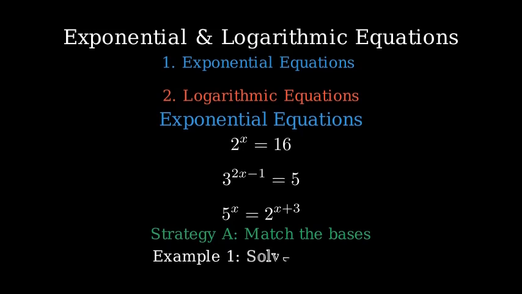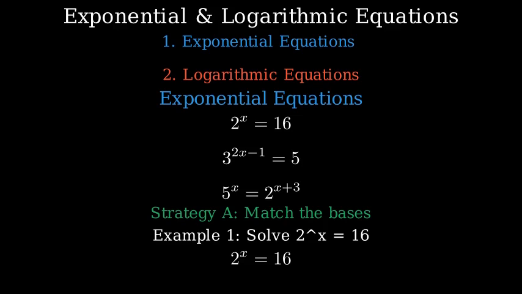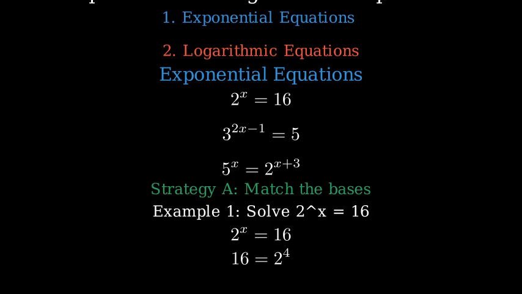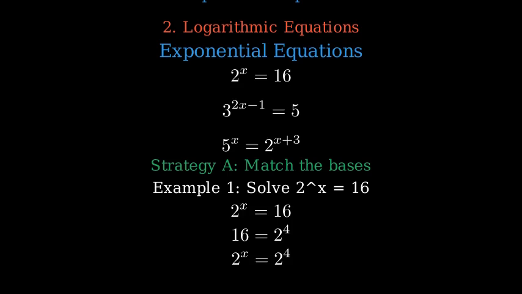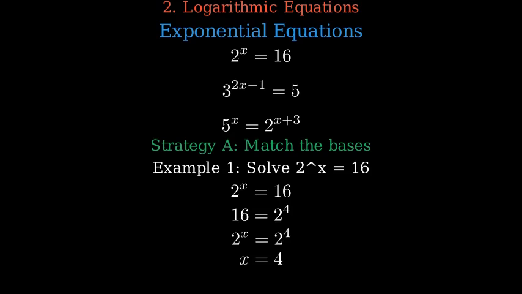Let's see this in action with our first example, 2 to the power of x equals 16. First, we notice that 16 can be rewritten as 2 to the power of 4. Now, we have 2 to the power of x equals 2 to the power of 4. Since the bases are the same, we can equate the exponents: x equals 4. And just like that, we've solved our first exponential equation.